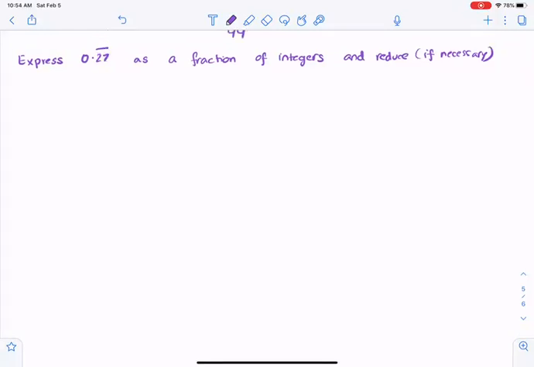So the given value is 0.27 with a bar on top, which would imply it is 0.272727 repeating. So n is 0.272727, keeps on going. Since two digits are repeating, I can multiply, or I should multiply, both sides by 100.